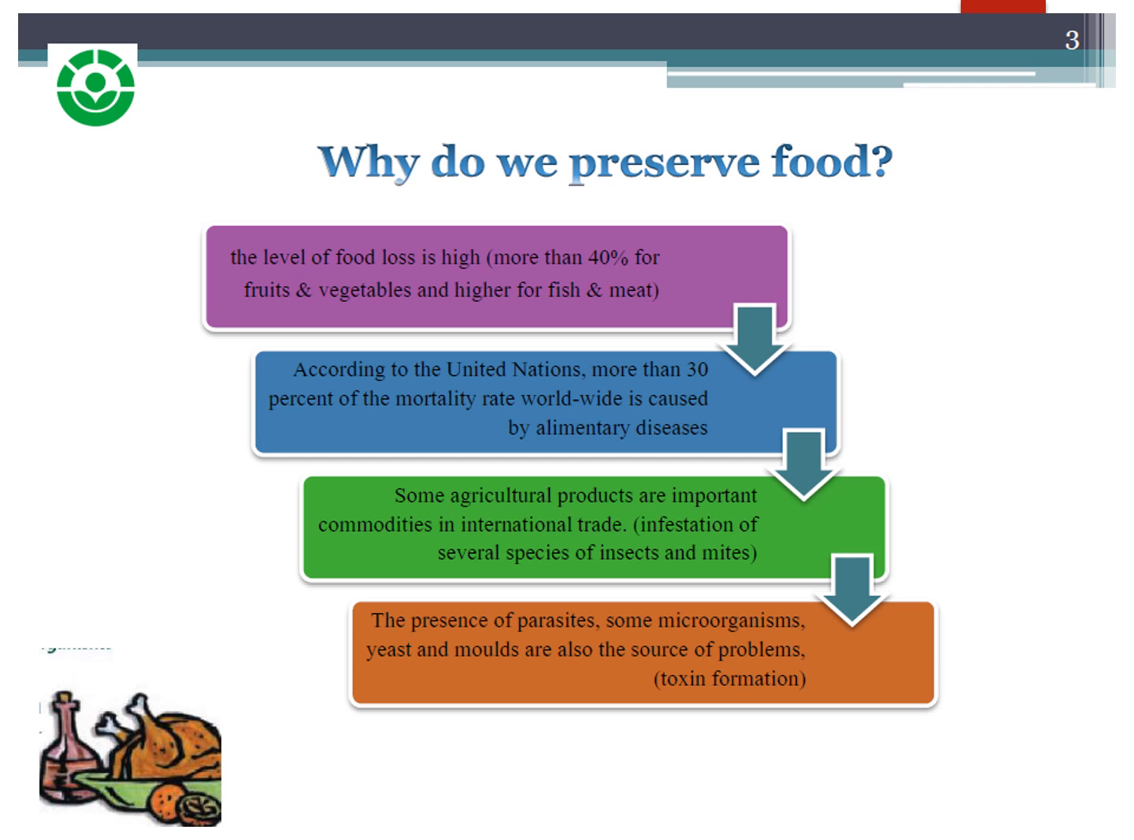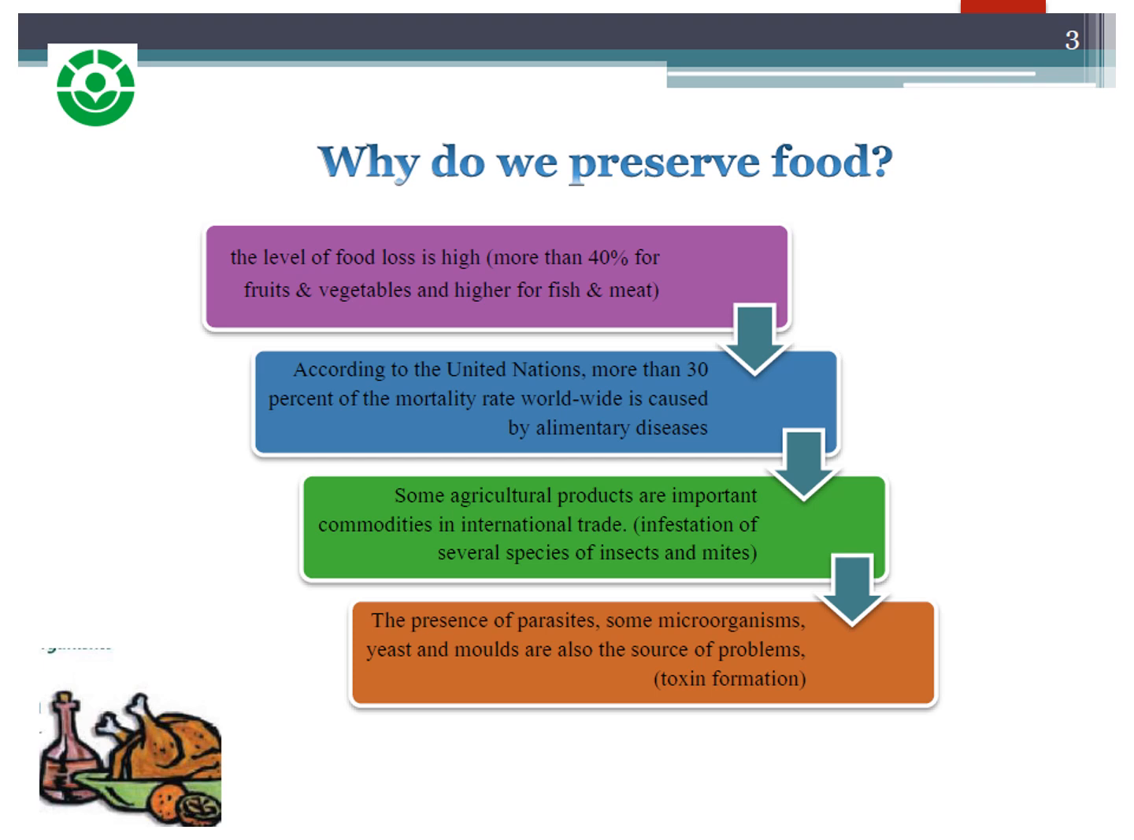So next, why do we preserve food? The level of food loss is high, more than 40% for fruits and vegetables and higher for fish and meat. According to the United Nations, more than 30% of the mortality rate worldwide is caused by alimentary diseases. Alimentary diseases means common digestive disorders.